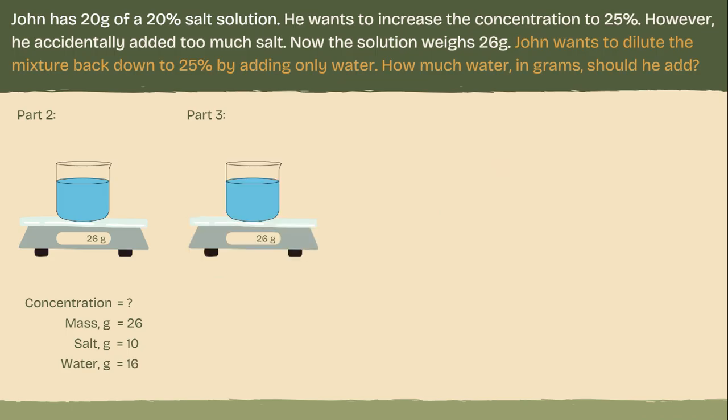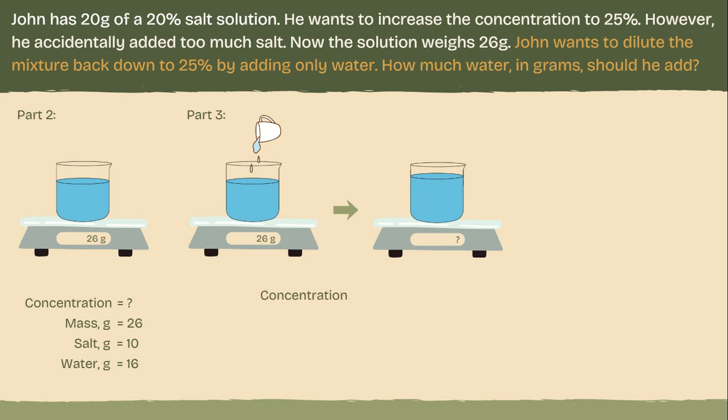John wants to dilute the mixture back down to 25% by adding only water. How much water in grams should he add? After adding the water, the volume of the salt solution increased. Now let's check again the changes in the composition. The concentration now is 25% or 0.25. When water was added, the amount of salt did not change. It remained 10 grams. What changed was the amount of water and the total mass of the solution.